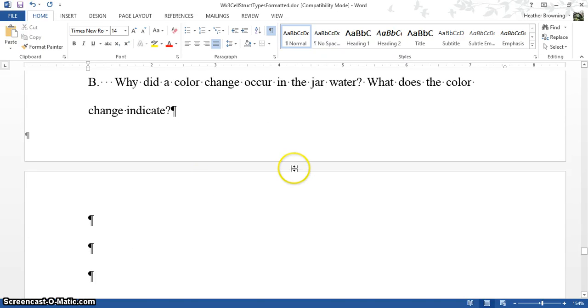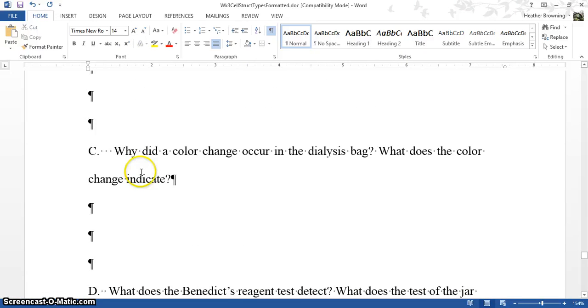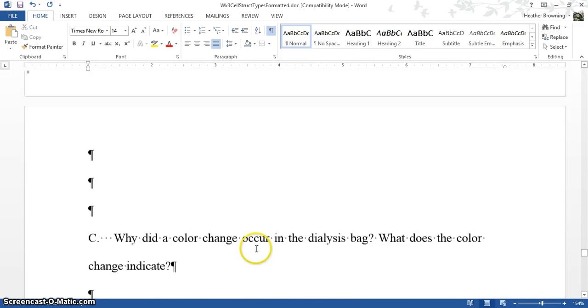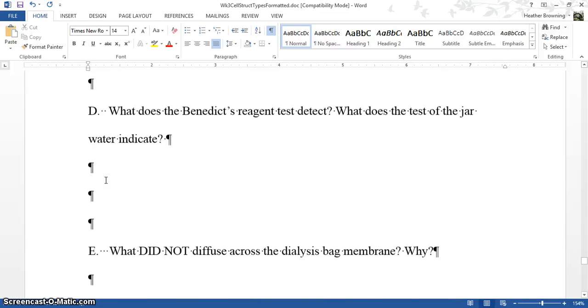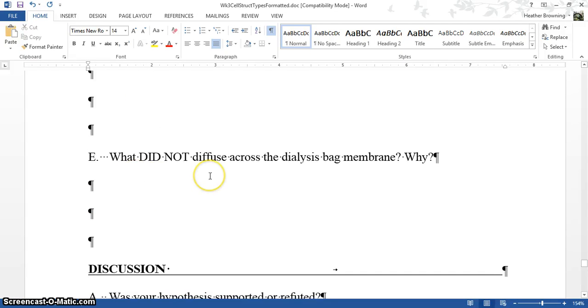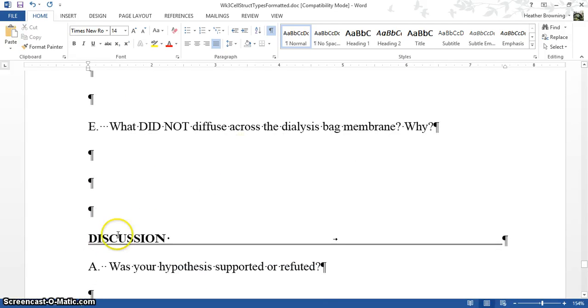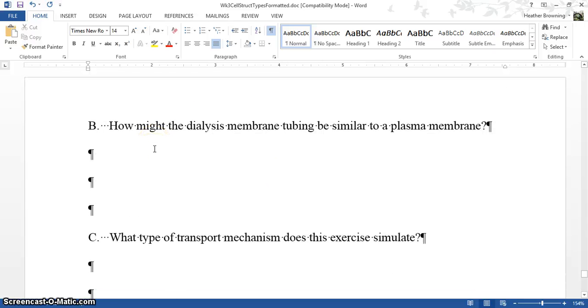Why did the color in the jar change color? What does that indicate? So when you put a color in there, what are you testing for? That's probably going to be one of your test substances. And the bag, did it change color? What were you testing for? Your other test substance. What does it do? This will be a reminder of the last week's. What did not go through? Why? Was it too big, too small? Weird somehow. What happened to your hypothesis?